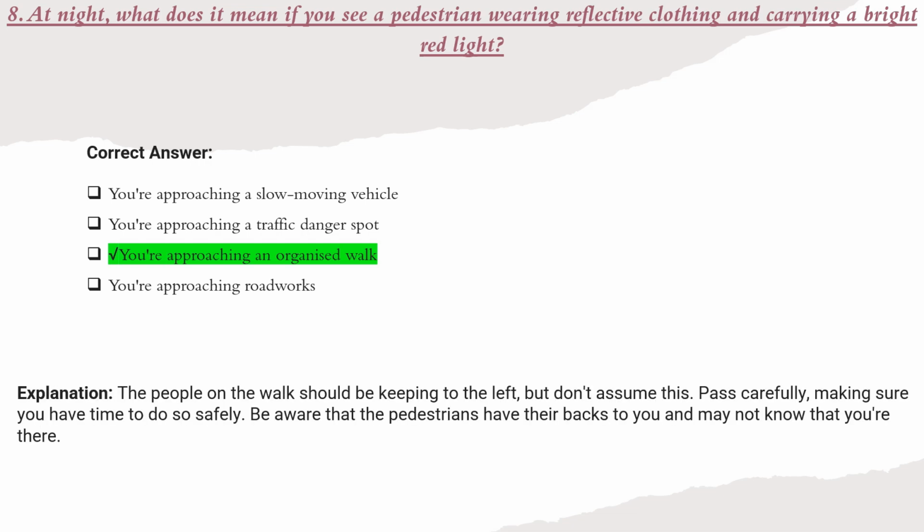Explanation: the people on the walk should be keeping to the left, but don't assume this. Pass carefully, making sure you have time to do so safely. Be aware that the pedestrians have their backs to you and may not know that you're there.